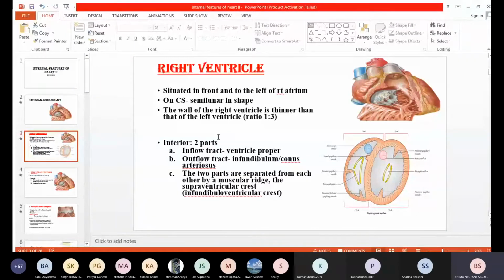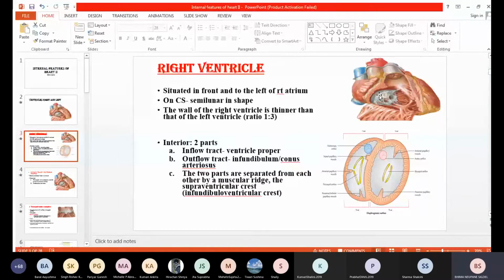Now moving towards today's topic, the interior of the right ventricle and the left ventricle. Firstly, the right ventricle. Last time we completed the right atrioventricular orifice, which is the communication between the right atrium and the right ventricle. The part moving downward, where the blood from the right atrium goes towards the right ventricle, is known as the inflow tract. The inflow tract is also known as the ventricular proper. Both names you have to remember.